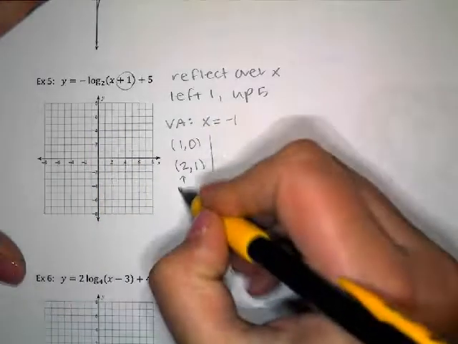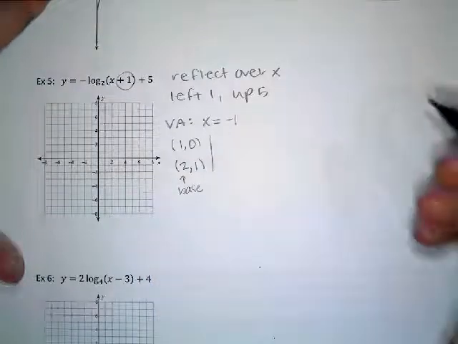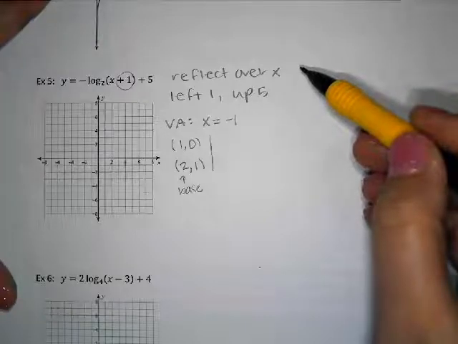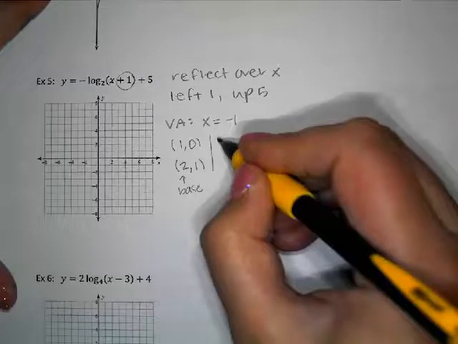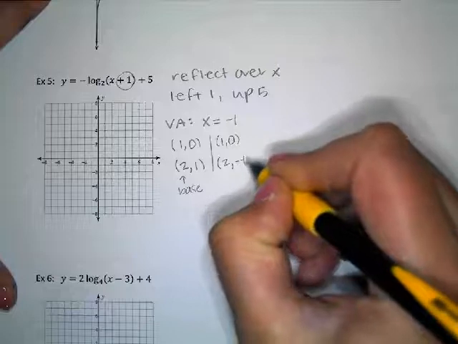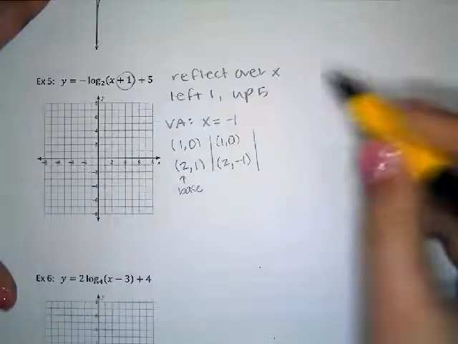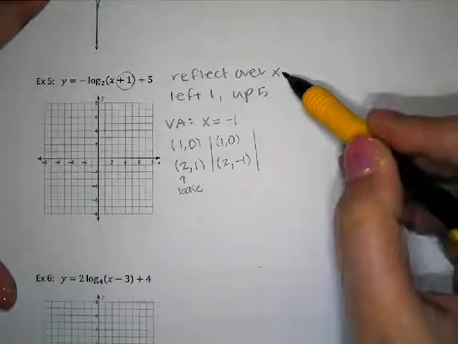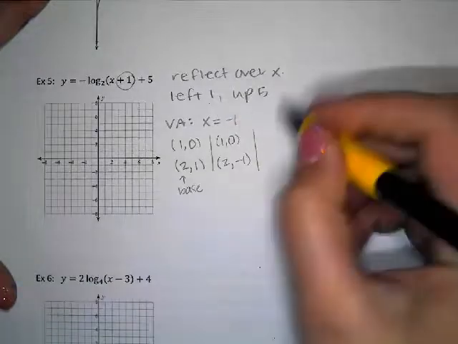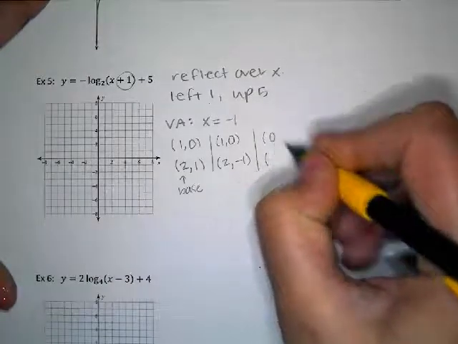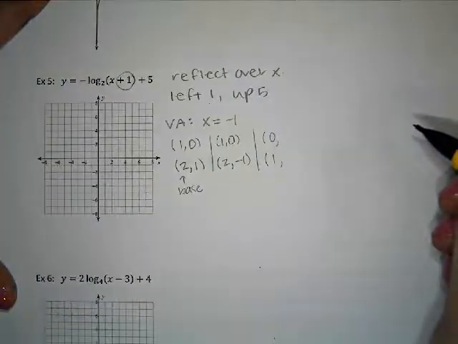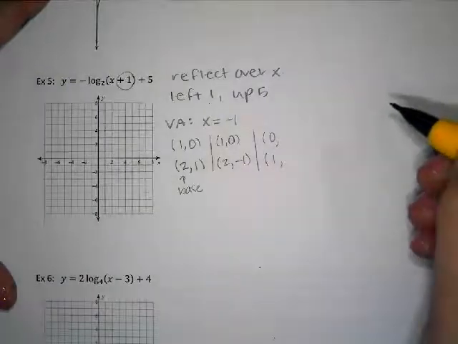Okay. So how do we reflect over x? Take the y. It'd be (1, 0) for the first one, and (2, -1) for the second one. So we took the y coordinates and we multiplied them by -1 to reflect them over x. Okay? How do we go left 1? Take the x and subtract 1. Okay. And how do we go up 5? Add 5 to the y. 5, 4. Okay.